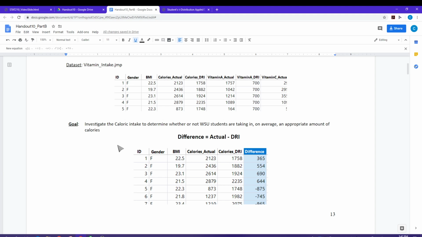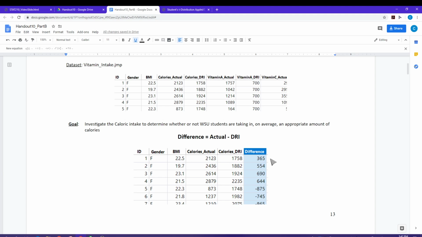So the goal is to investigate the caloric intake to determine whether or not WSU students are taking in an appropriate amount of calories. So to do this, because each person has a different daily recommended intake, we are going to want to compute differences. So we're going to want to look at how far off was this first female away from their actual intake. The actual intake compared to the DRI. How far off are those two quantities?